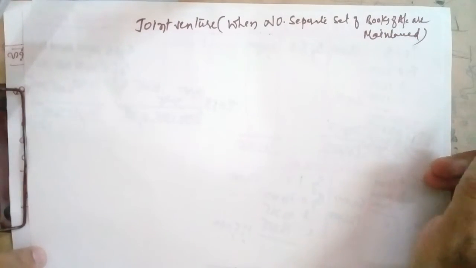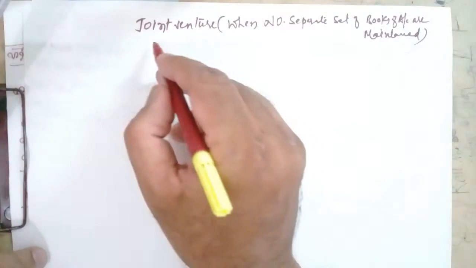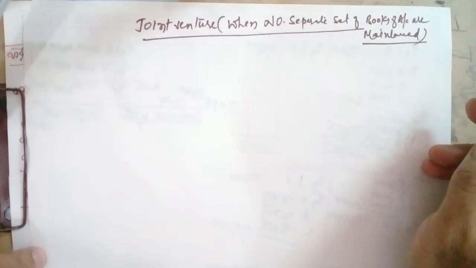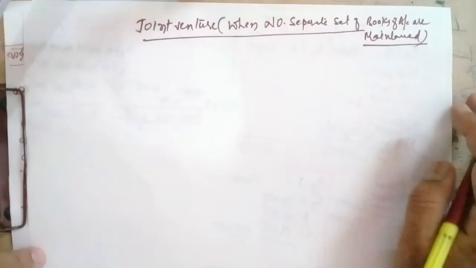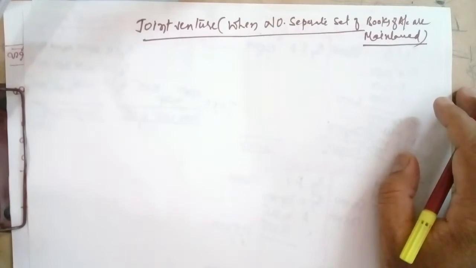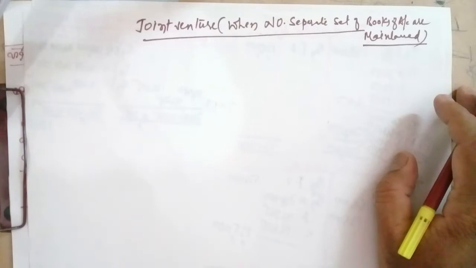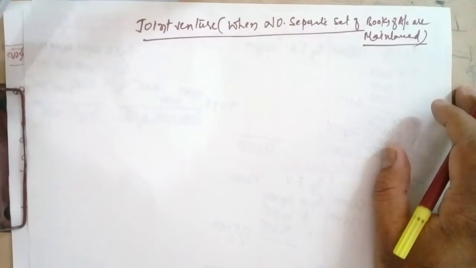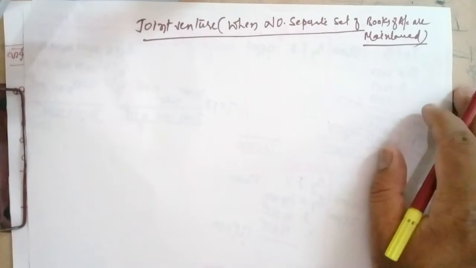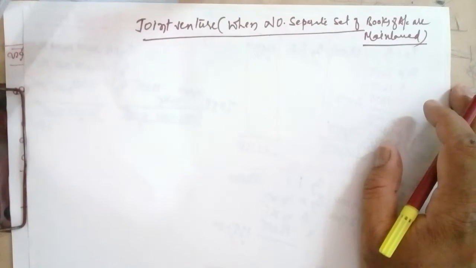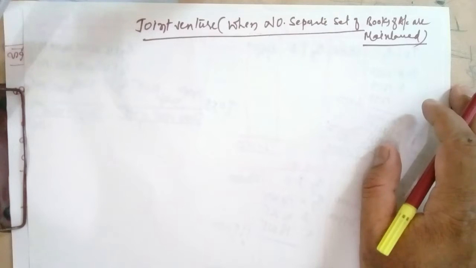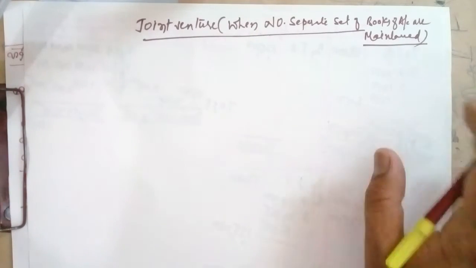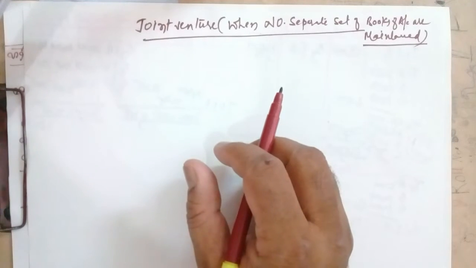In the earlier video we understood the case when a separate set of books of accounts is maintained, but in this video we will try to understand how to do the process of accounting when no separate set of books of accounts is maintained. As you are already aware, I have explained what joint venture is in the earlier videos.